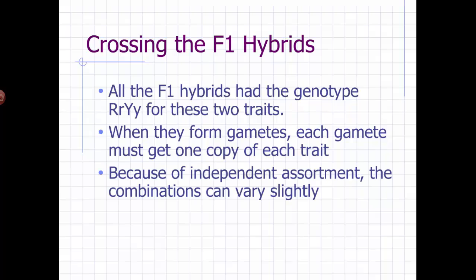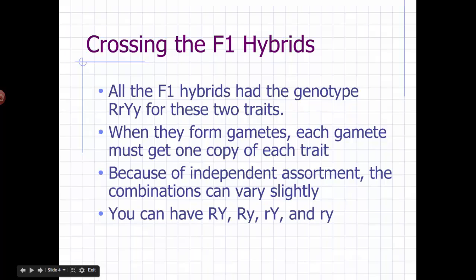Okay, and then because of independent assortment, the combinations of, and we're talking two traits in the same cell, so we have to look at one R and one Y for each gamete. And since each of the parents has a capital and a lowercase, and each gamete has to get one R and one Y, the combinations of R's and Y's that you can have, there's quite a few of them. Okay? You can have capital R, capital Y. And each parent could give a capital R and capital Y. You could have capital R and lowercase y, lowercase r and capital Y, or lowercase r and lowercase y. Those are 4 different combinations of those 2 traits that could exist in each gamete after they've separated.